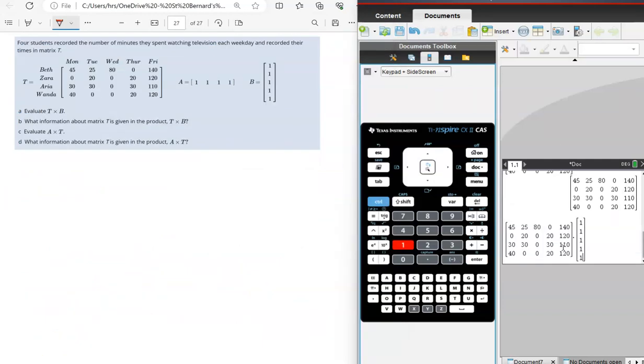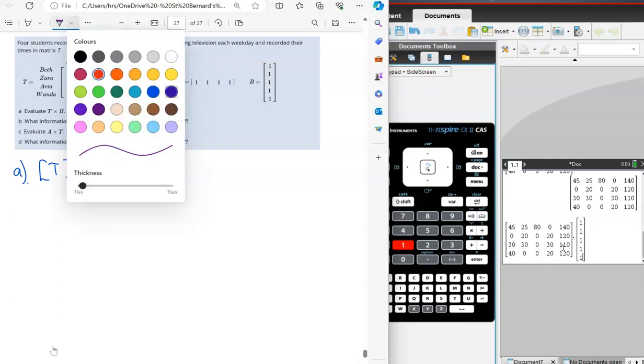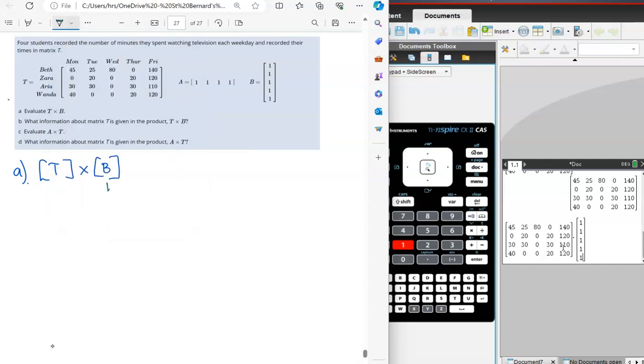Okay, four students recorded the number of minutes they spent watching television each weekday, and it was recorded in matrix T. The first thing they want me to do is evaluate matrix T by matrix B. You can see B, so we'll put a little note there. We are post multiplying with a column matrix of ones. That means that equals adding up the rows.